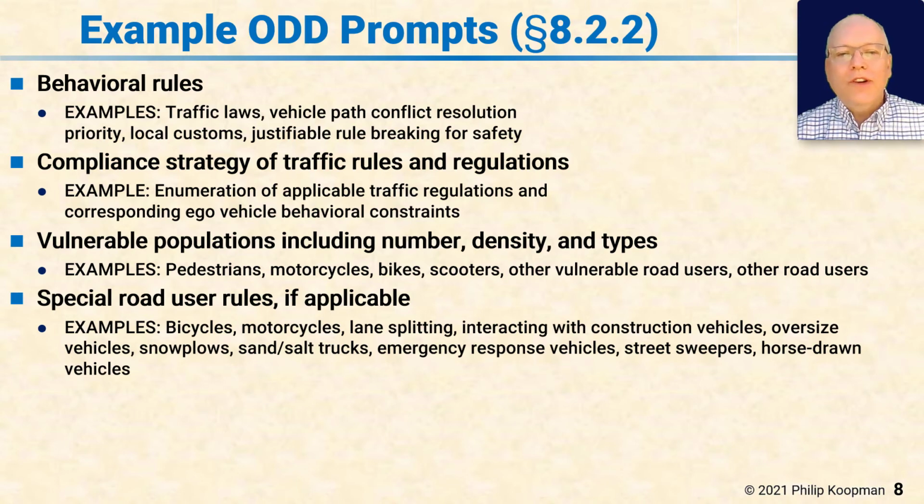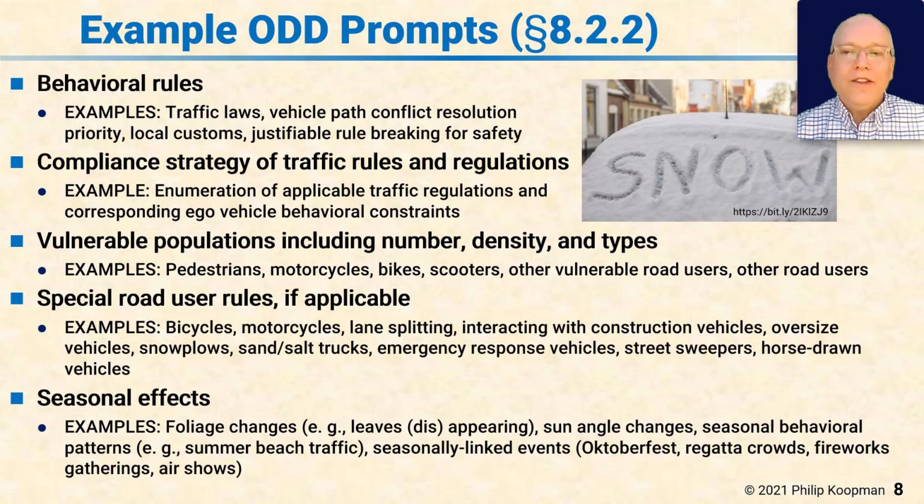There's one about special road users. And there's one about seasonal effects. Sure, it could be snowing, but also, snow might be covering the vehicle even after it's done snowing, or maybe the leaves drop off the trees and that affects your localization ability, and so on.